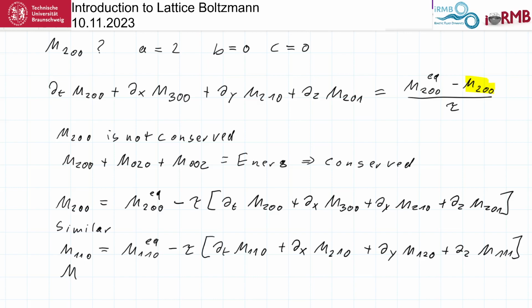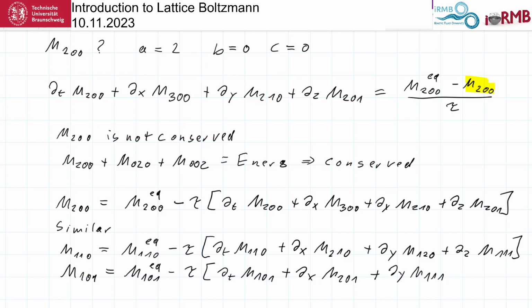And of course, the last one that we also had was M101. This is simply M101 equilibrium minus tau. Again, very easy: dt M101 plus dx M111 plus dy M201 plus dz M102. Okay?